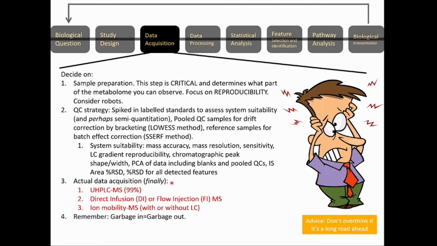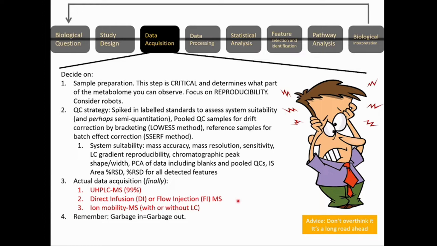How do you acquire data? Well, there are basically three techniques in metabolomics. One, which is the one that we use for the traumatic brain injury study, is liquid chromatography mass spectrometry. It's actually a special type of liquid chromatography called ultra high pressure liquid chromatography. And that is what you are going to see that people use in 99% of the cases in metabolomics. There are also other techniques.